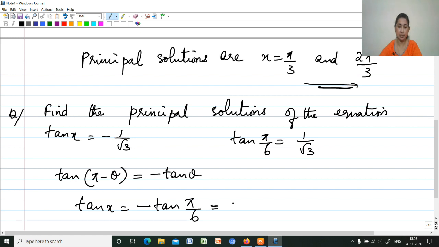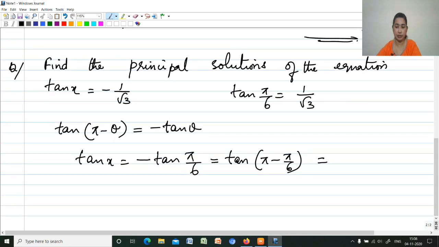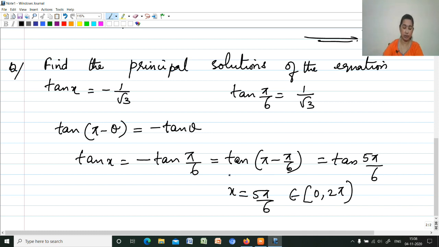Minus tan pi by 6 is the same as tan of pi minus pi by 6, because minus tan theta means it is tan of pi minus theta. And that is equal to tan of 6 pi minus pi, which is 5 pi by 6. So x equal to 5 pi by 6. And what is the value of 5 pi by 6? 5 pi by 6 means 30 into 5, 150, which is coming in the interval 0, 2 pi. So that is one solution.